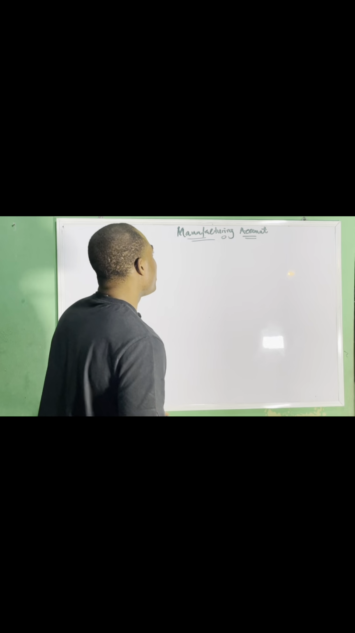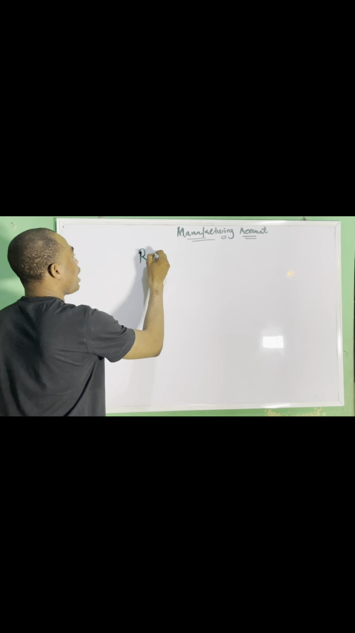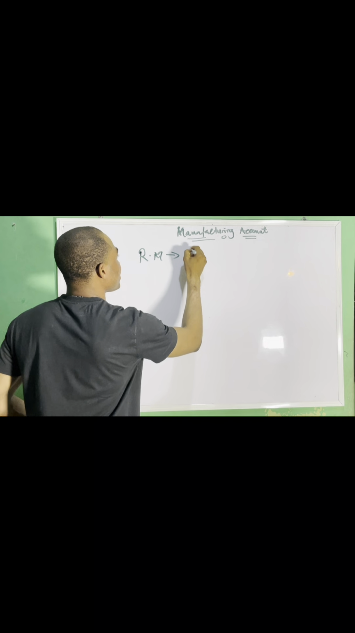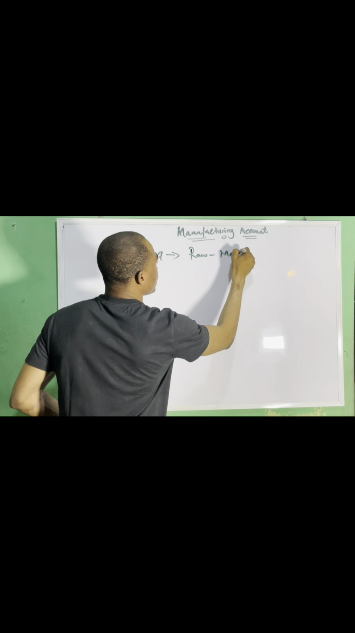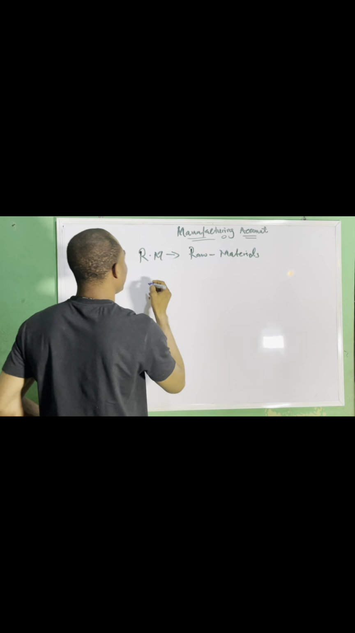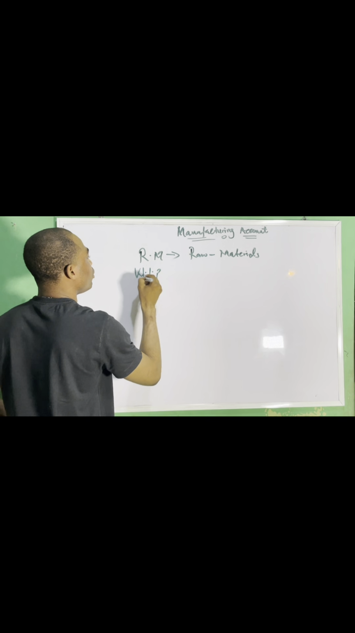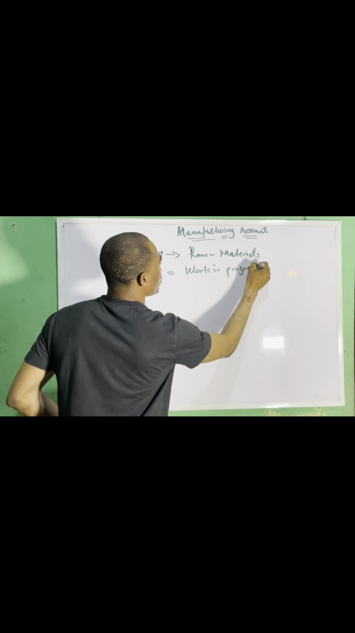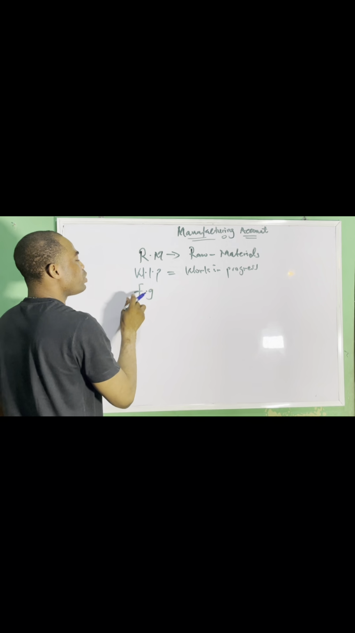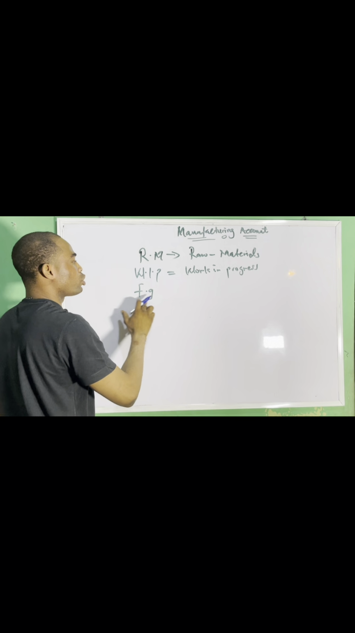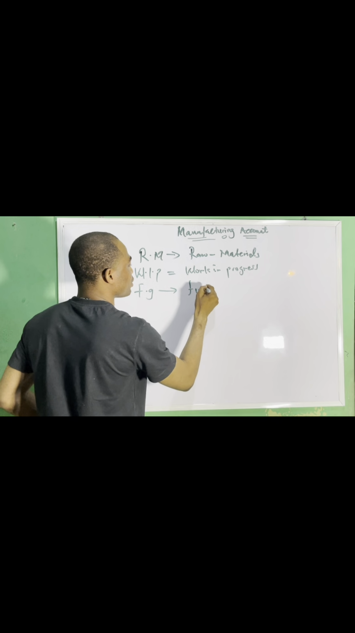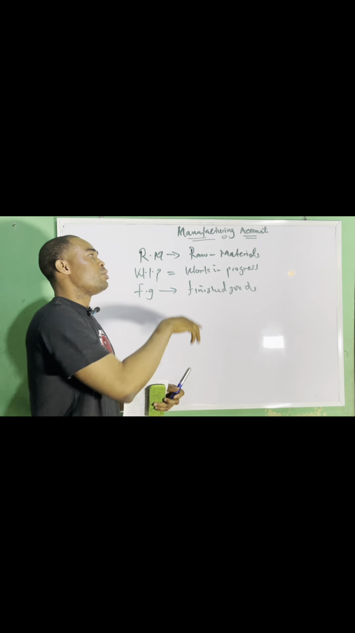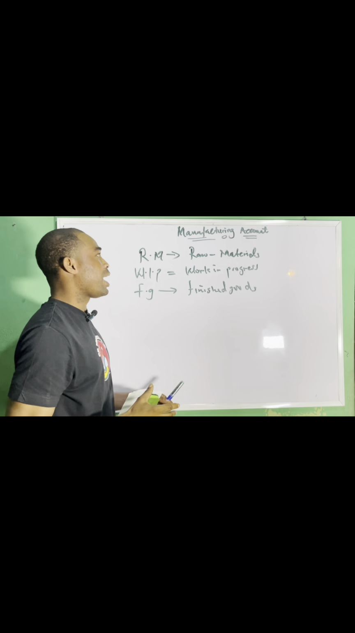So that means the process I'm talking about is that when you see RM, which is the first stage, that is where they convert raw materials. RM means raw materials, and then we have another stage which we call WIP, which is known as work in progress. Then you will see finished goods, which means the final stage of production. This makes the manufacturing account one of the most complex or comprehensive accounts to prepare.